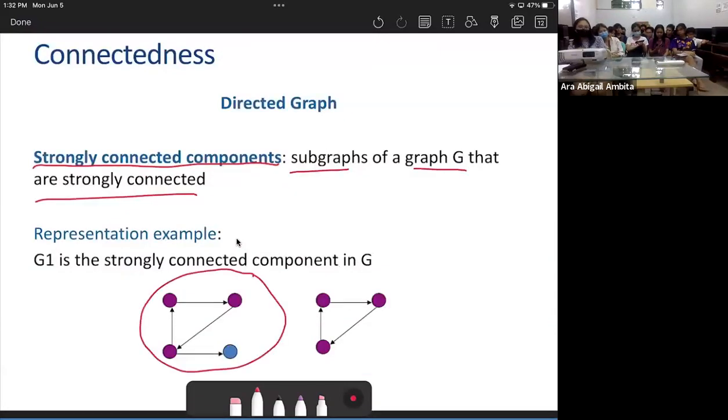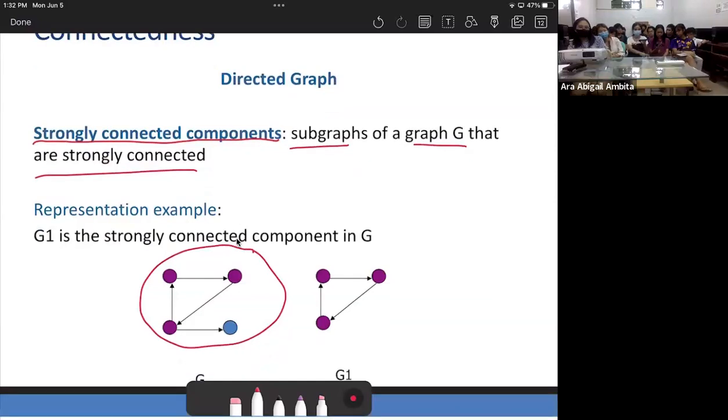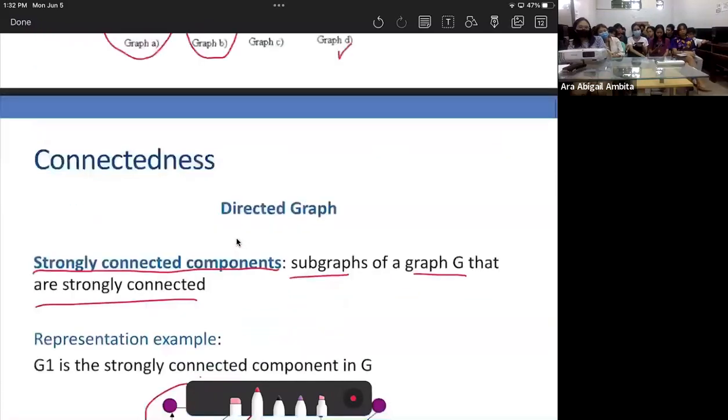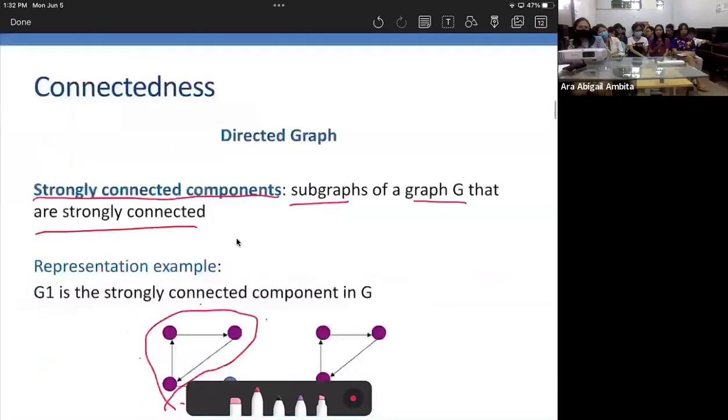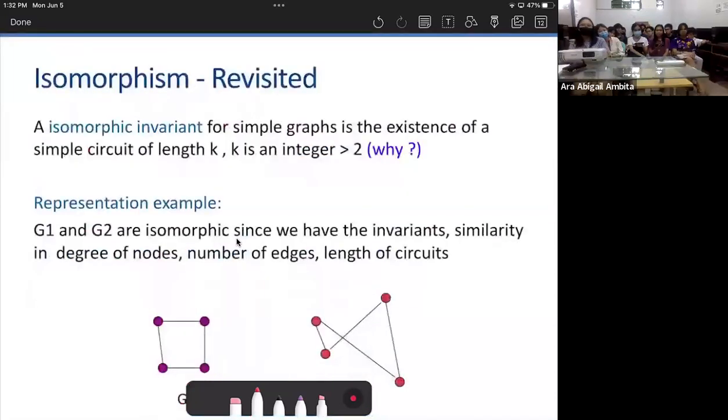Okay. So, punta tayo dito sa topic ng isomorphism. This would be better if nasa board. Sorry. So anyway, let's go back to the simple graph A is an existence of a simple circuit of length K.